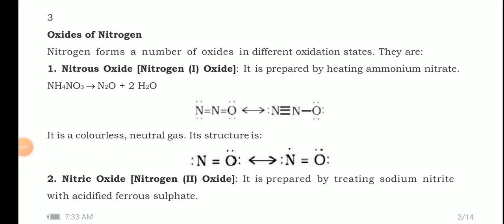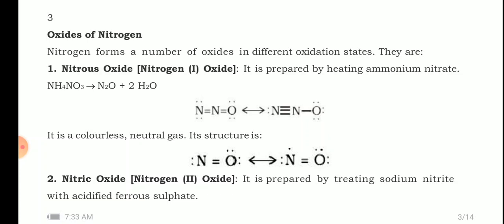Morning class. Yesterday we started the chapter Chemistry of p-Block Elements, and we're studying group 15 elements. In group 15 we came across the general introduction, and after that we saw nitrogen and ammonia gas. Now today we are going to see the oxides of nitrogen.